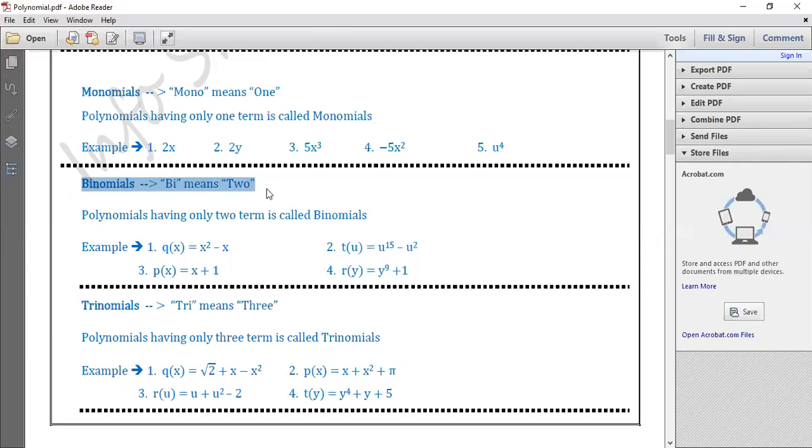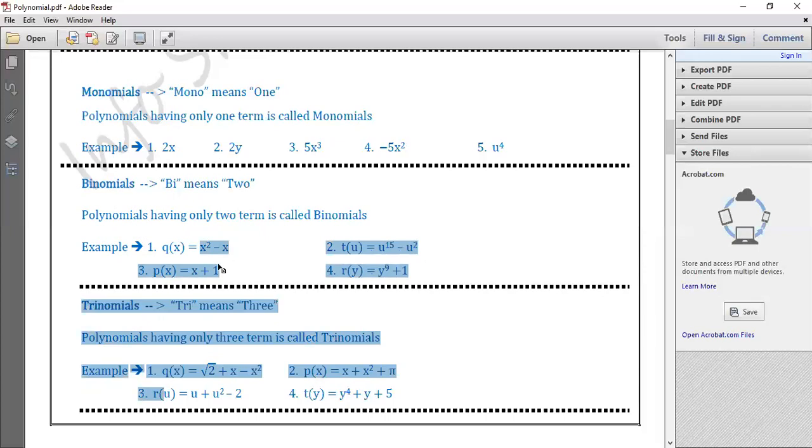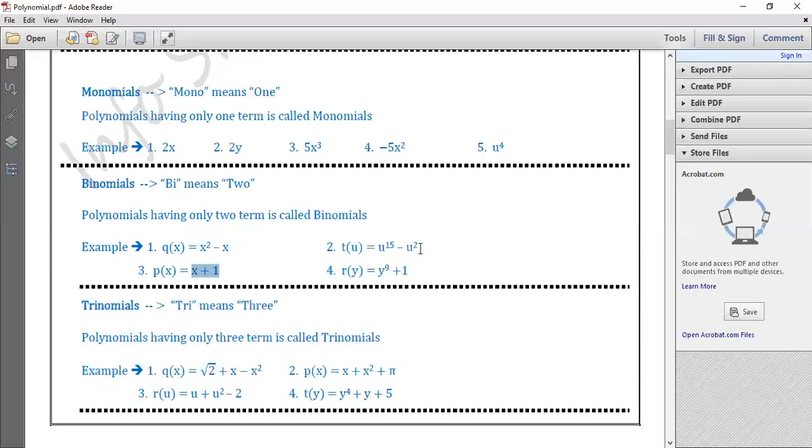And coming to the binomial, binomial means two. The polynomial having two terms is called the binomial. So here I have given the example. See, q of x is equal to x square minus x. See, this is one term, this is one term. x square is one term, minus x is one term. x is one term, 1 is one term. u power 15 is one term, u power 2 square is one term. And y power 9 is one term, 1 is one term. So all of these have two terms. Since it has two terms, it is called the binomial.